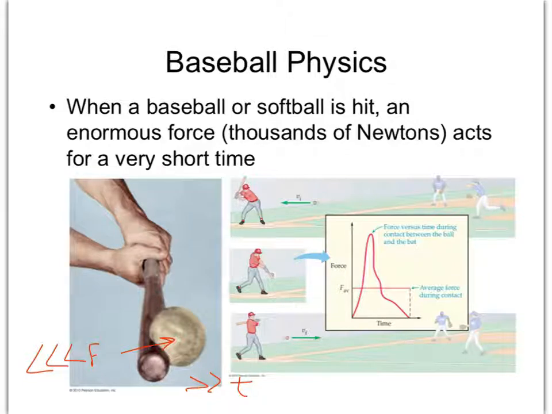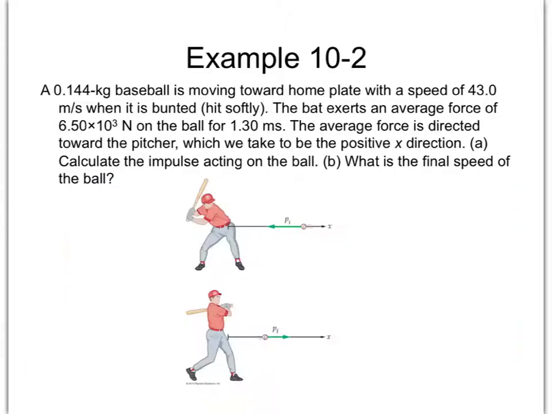All right, so if this ball is contacting the bat for a very short period of time, small time, that means the force on that ball is going to be enormous. And that ball, if it's hit right, is going to go sailing out of the park. So let's do an example on just that topic, changing baseball direction. And that'll be our example 2. And then that'll be it for this segment.